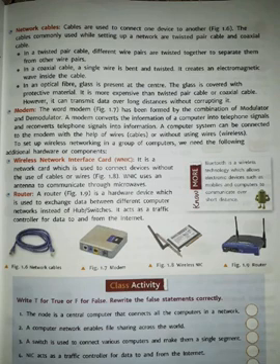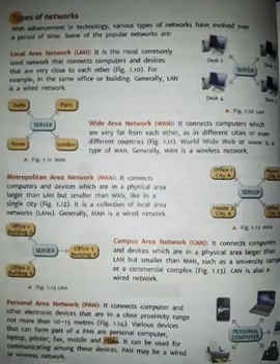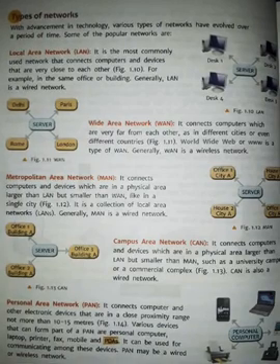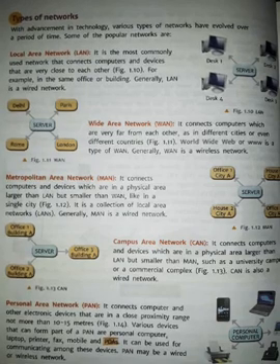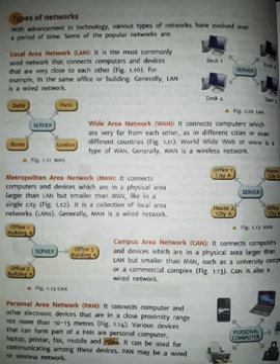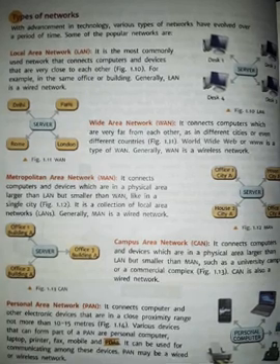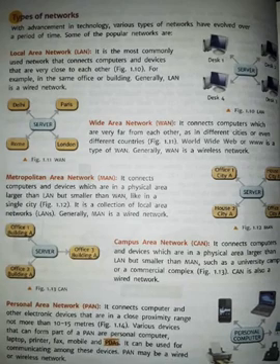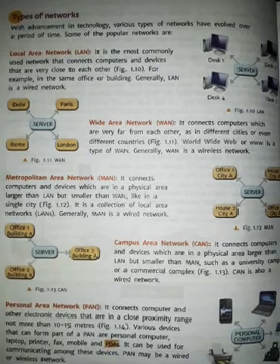So here, students, we see also the topologies. Here we can see the types of networks. With the advancement of technology, various types of networks have evolved over a period of time, and some popular networks are given here. We can see the local area network, wide area network, metropolitan area network, campus area network, personal area network, and lastly the wireless local area network, called WLAN.